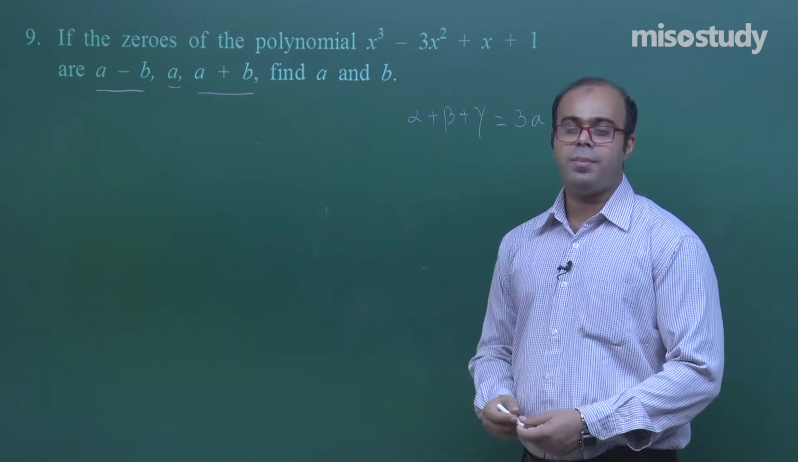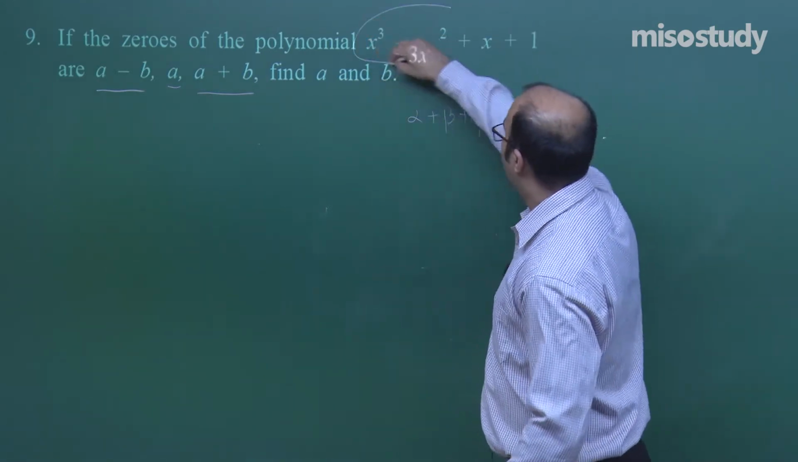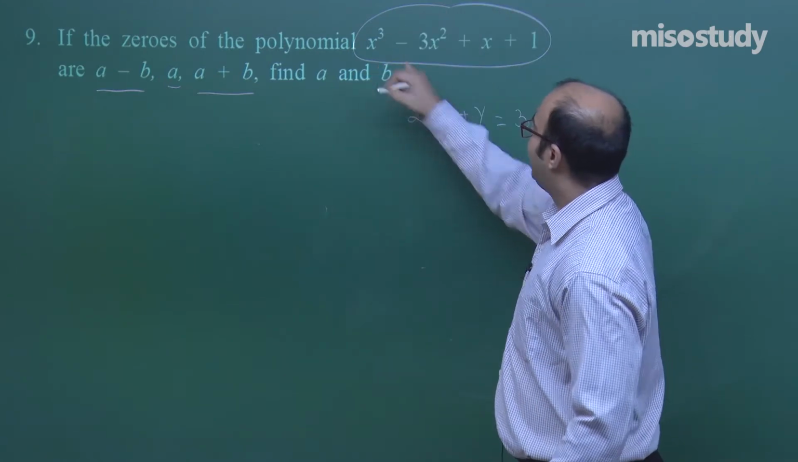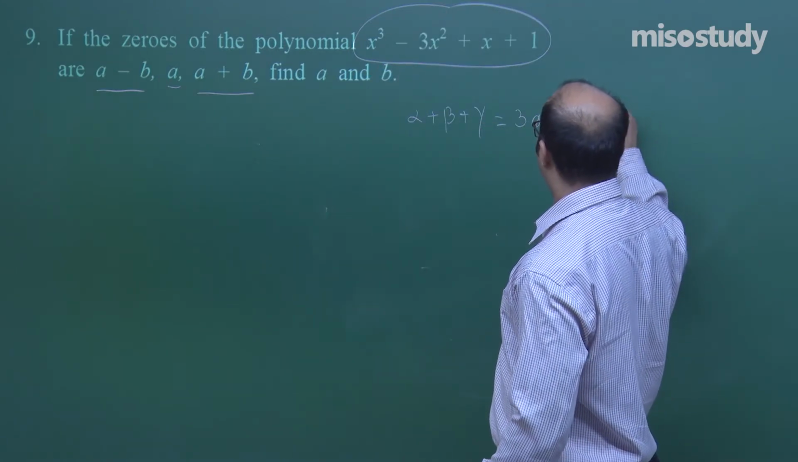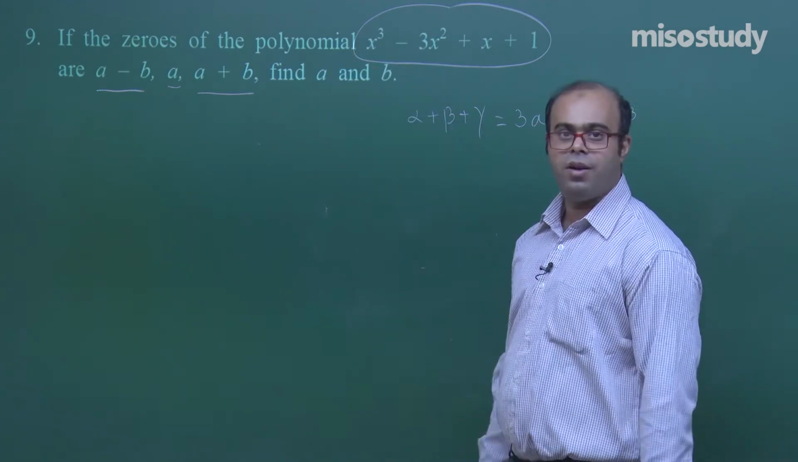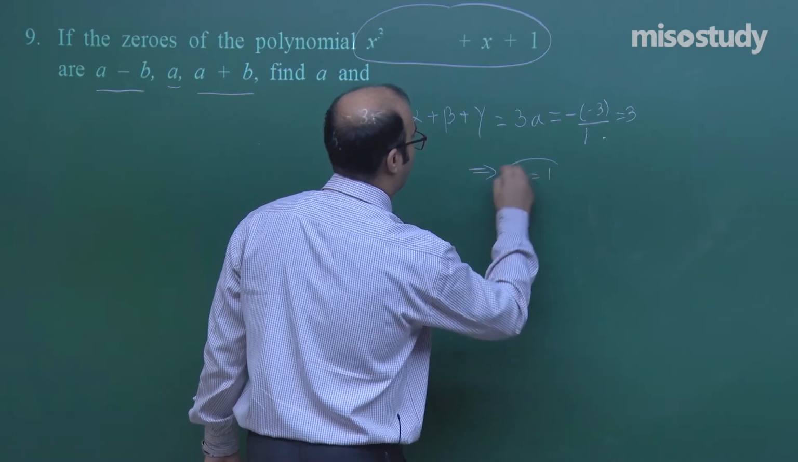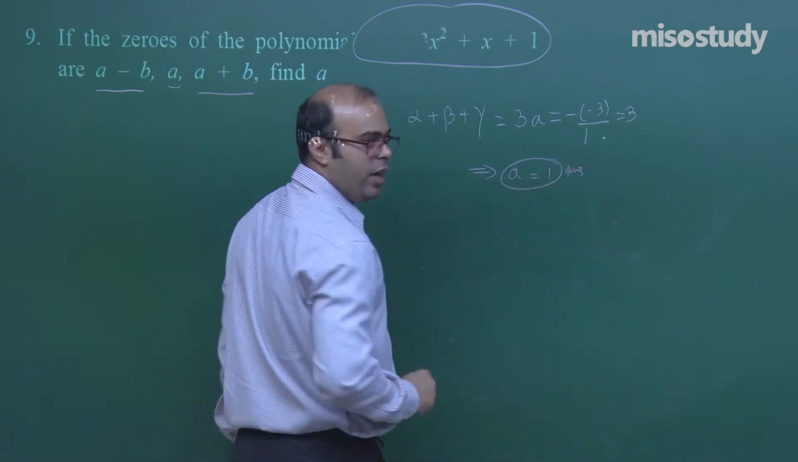And we know that alpha plus beta plus gamma is equal to minus b by a in this cubic polynomial. So minus b by a means minus of minus 3 by 1, which is actually 3. Minus of minus 3 by 1, minus b by a. So what are we getting? A is equal to 1. This is the answer for a.